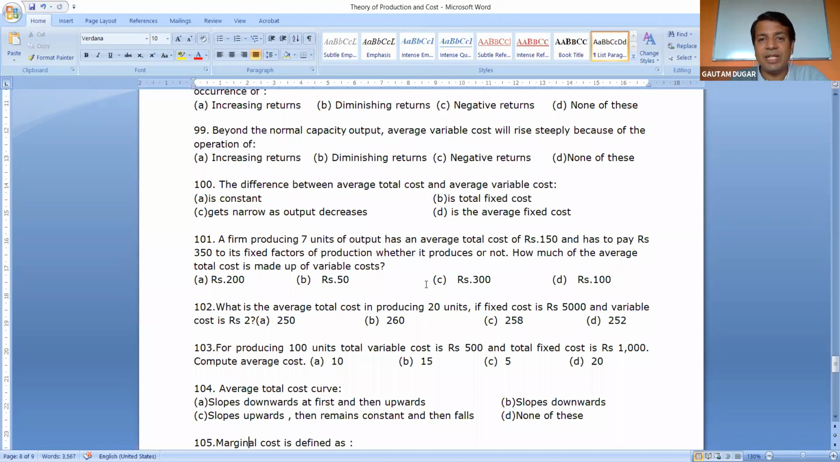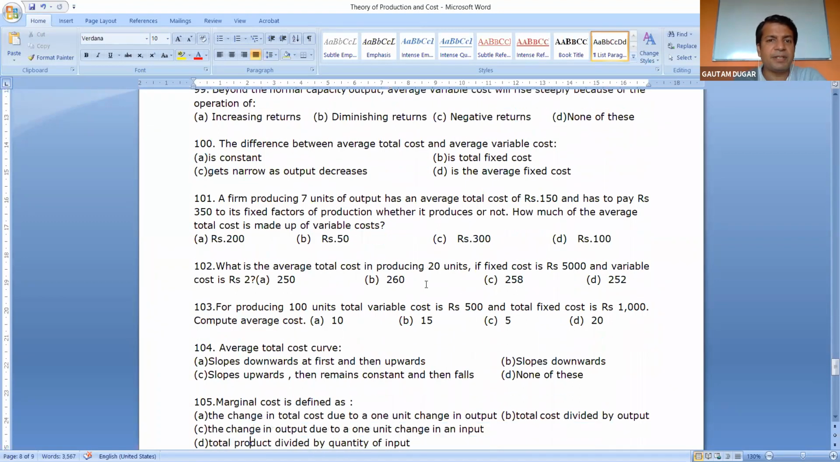The difference between average total cost and average variable cost is the average fixed cost. Here's the correct answer given by a number of students, Aishwarya and Abhishek, saying the good answers coming up from you people. It is average fixed cost.